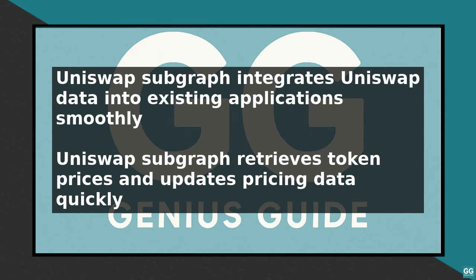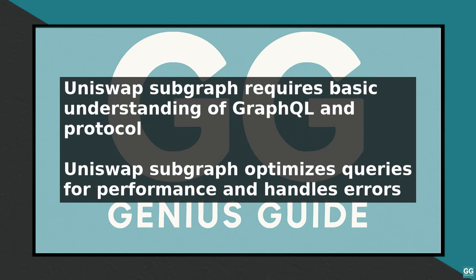To get started with Uniswap Subgraph, you need to have a basic understanding of GraphQL and the Uniswap protocol. You can start by exploring the Uniswap Subgraph schema and querying data using the GraphQL API. Best practices for using Uniswap Subgraph include optimizing your queries for performance, handling errors and rate limits, and caching data to reduce the load on the subgraph. You should also stay up to date with the latest changes to the Uniswap protocol and subgraph schema to ensure that your application remains compatible and functional.